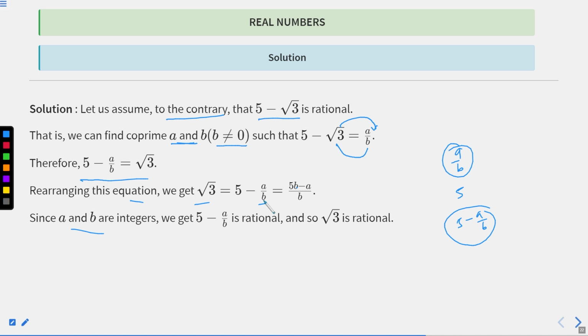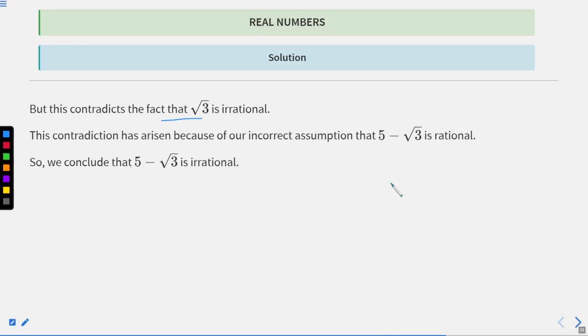Now in this equation we get root 3 is equal to 5b minus a over b. But 5 minus a over b is a rational number, and root 3 is an irrational number. So this contradicts the fact that root 3 is irrational. This contradiction has arisen because of our incorrect assumption that 5 minus root 3 is a rational number. So we conclude that 5 minus root 3 is an irrational number.